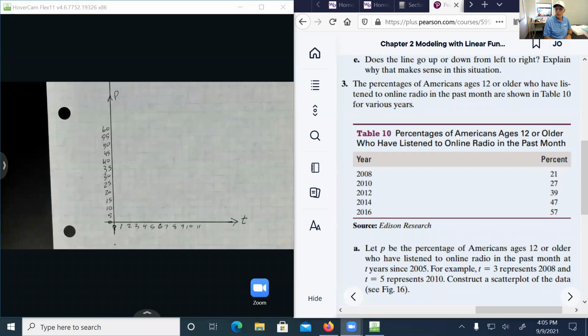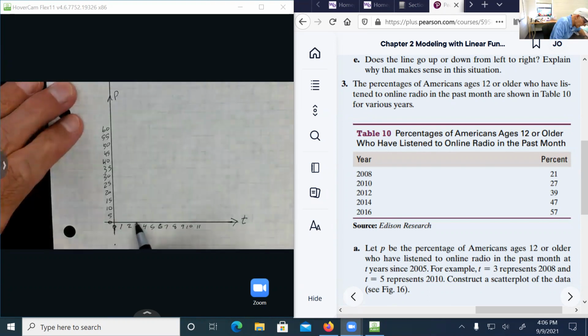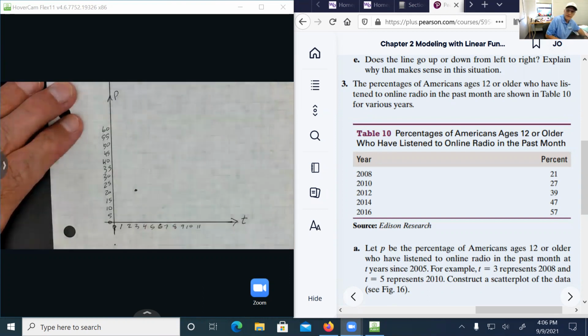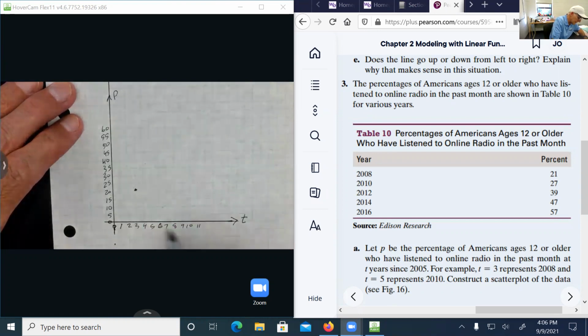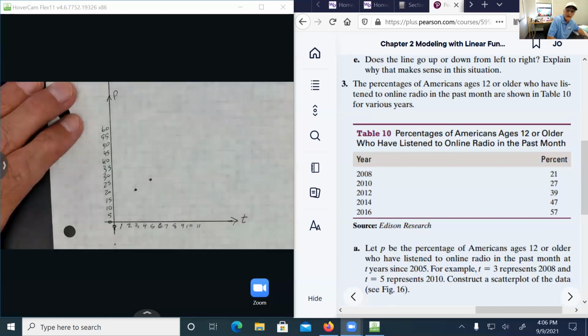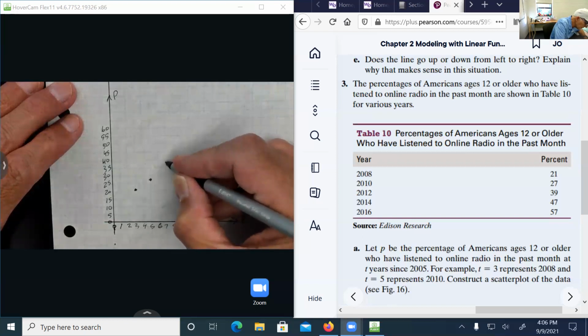All right. The first point is 2008, 21. 2008 is 3 years since 2005, so it's going to be 3, 21. So I'm going to come over here to 3, come up to 20, and go just a little bit above to 21. That's my first data point. Then we have 2010. That's 5, 27. Over to 5 and up to 27. So here's 25, 26, 27, a little bit above 25. 2012, that's 7, 39, which is just a little bit below 40.